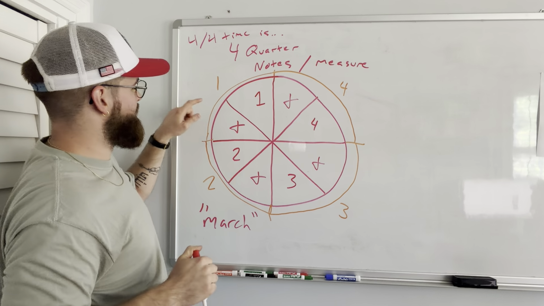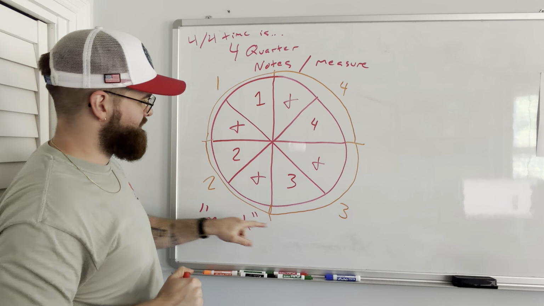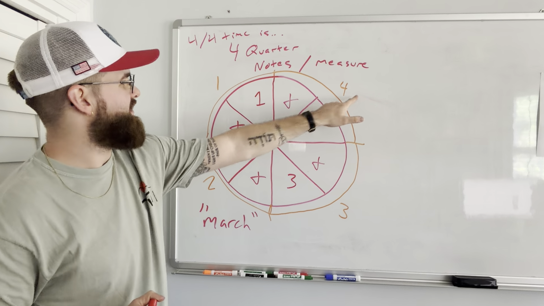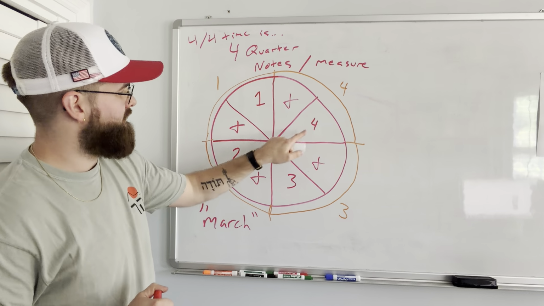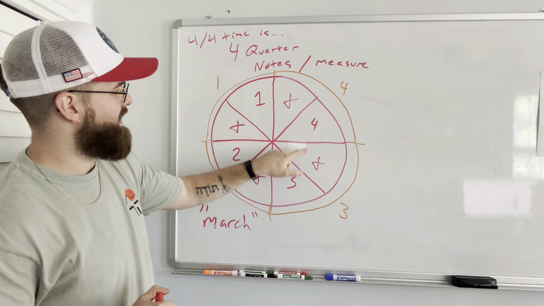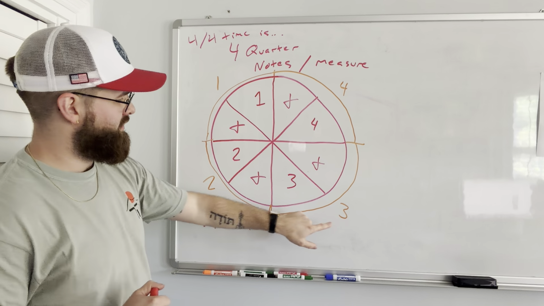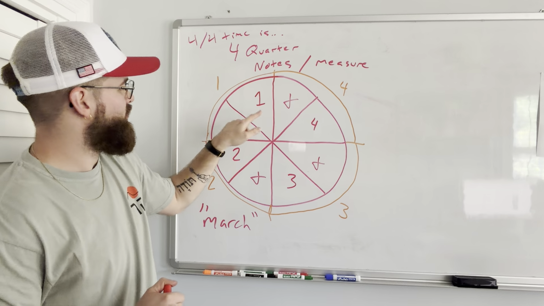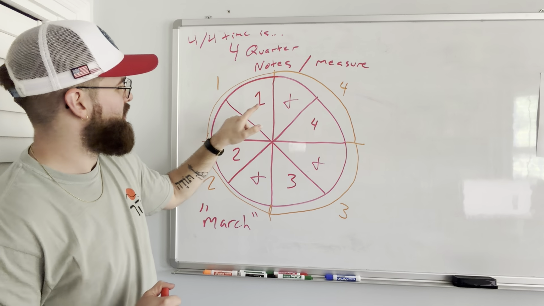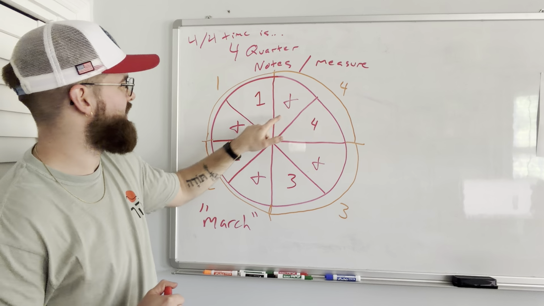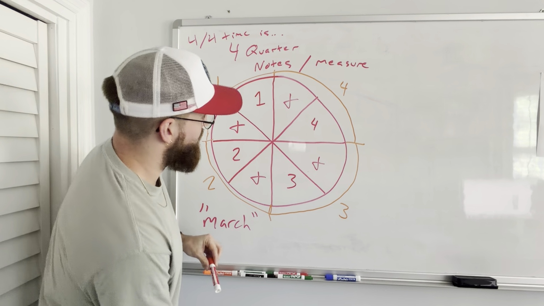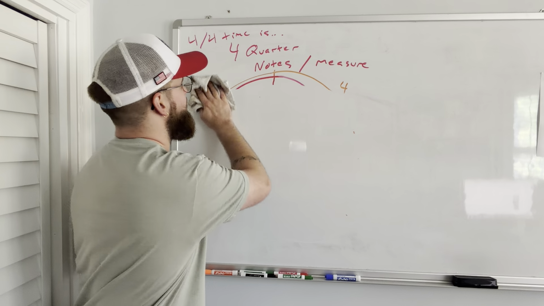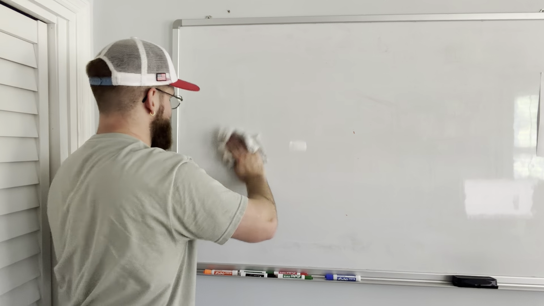So let's count the quarter notes to remember how we did that. 1, 2, 3, 4. 1, 2, 3, 4. Let's count the eighths. 1 and 2 and 3 and 4 and 1 and 2 and 3 and 4 and 1 and 2 and 3 and 4 and. 4/4 time breaks down into eighth notes that way. You don't lose the march feel. You emphasize the one of every measure, okay?